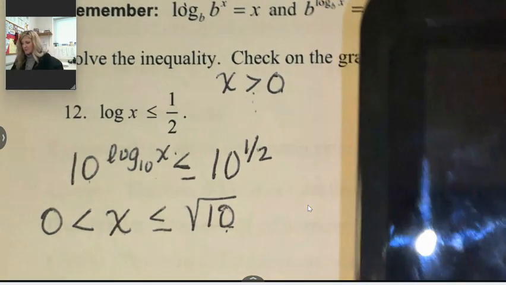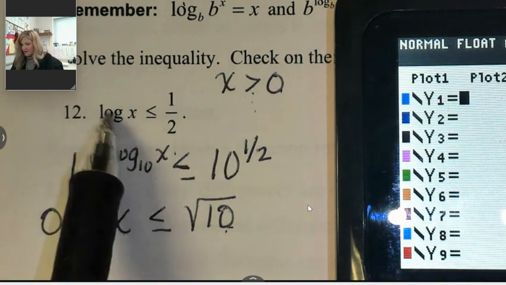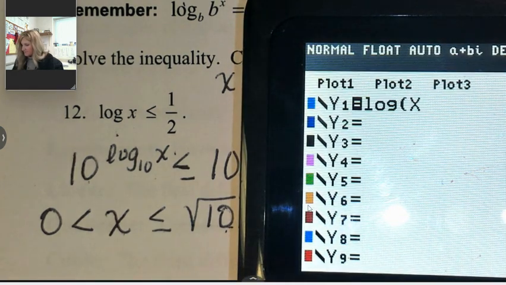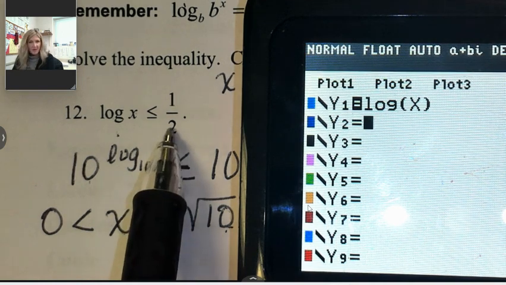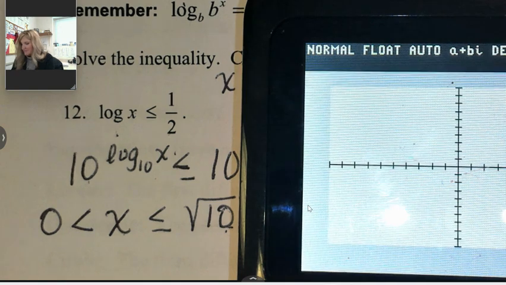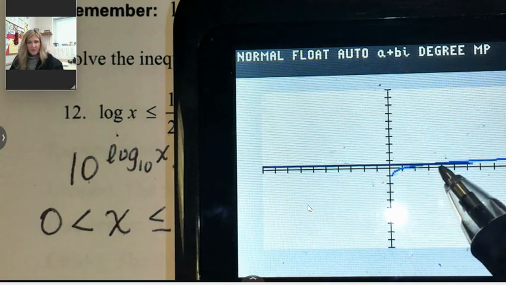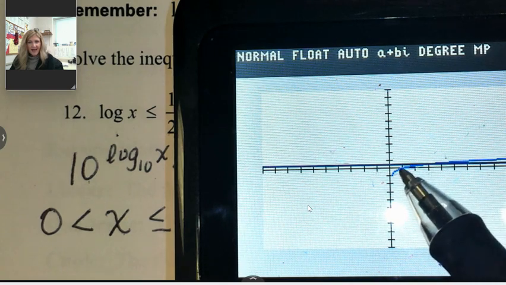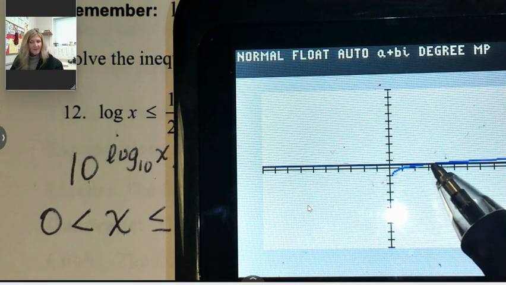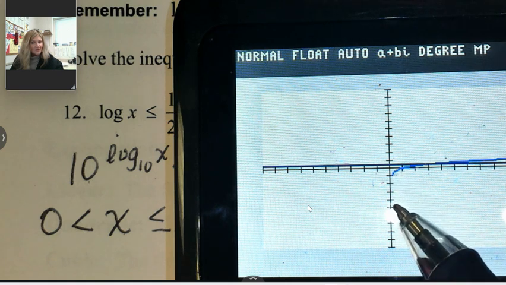I want you to look at the original problem on the calculator. Into y sub 1, we're going to put in y equals log x. Into y sub 2, we're going to put in 1/2. I'm going to do a zoom 6. Here's the way it looks. We're being asked, where is it that the graph of log x is less than or equal to 1/2? Well, the graph of log x doesn't even start until we're a little bit above 0.